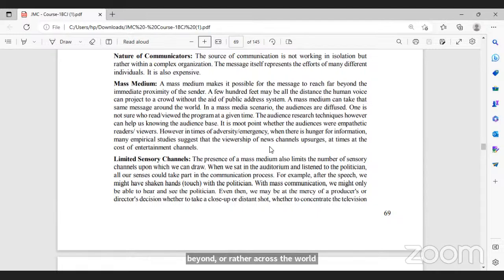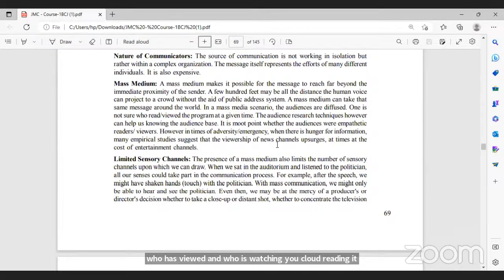So in a mass media scenario, the audiences are diffused. One is not sure who reads or views the program at a time. The audience research techniques, however, help us know the audience base. So there is a method to measure. There are audience research techniques by which we come to know who has viewed and who is watching it or reading it.